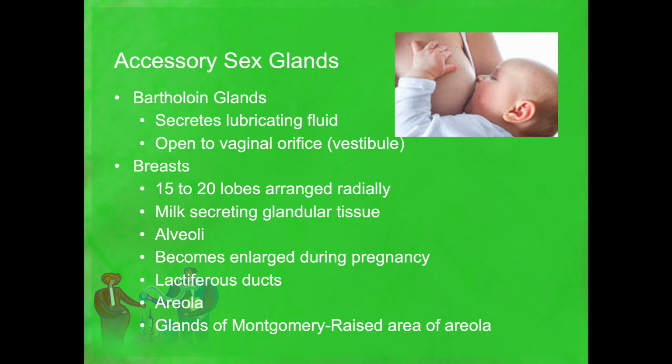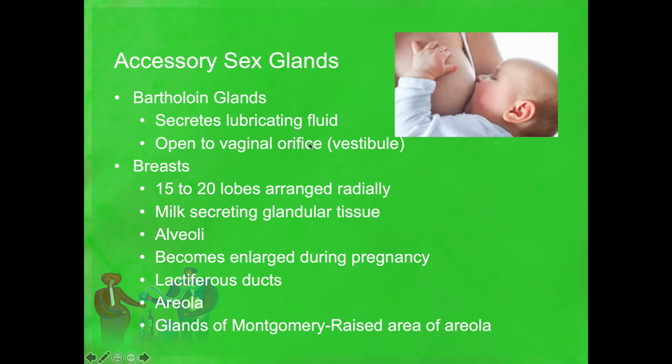Okay, and here we have a little bit of the accessory glands. You don't necessarily need to know them, but the Bartholin glands, they're going to secrete some lubrication to help facilitate the insertion of the penis. They get secreted into the vaginal orifice, so it makes the vagina nice and moist for the ease of sex itself.